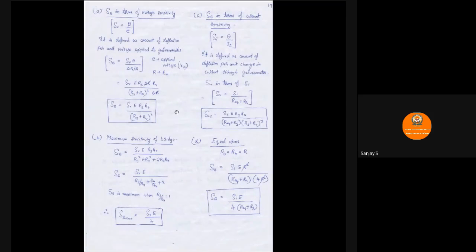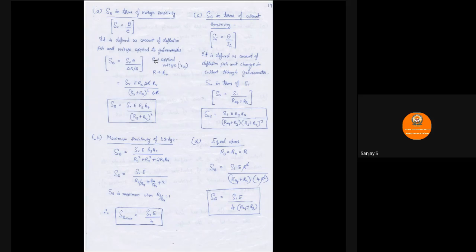Next, if we want to define this bridge sensitivity in terms of voltage sensitivity, it can be done. SV, which is the voltage sensitivity, is given by the ratio theta by E, where theta is nothing but the deflection, E is nothing but applied voltage. It is defined as the amount of deflection per unit voltage applied to the galvanometer. And bridge sensitivity in terms of voltage sensitivity is SB is equal to SV E divided by delta R by R, where this capital R is nothing but R4 in your circuit. E is the applied voltage.